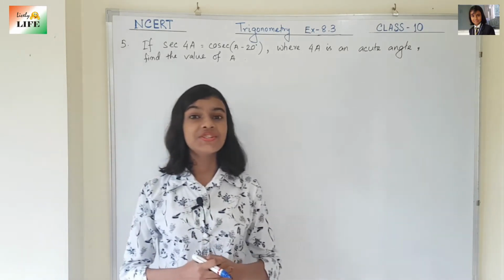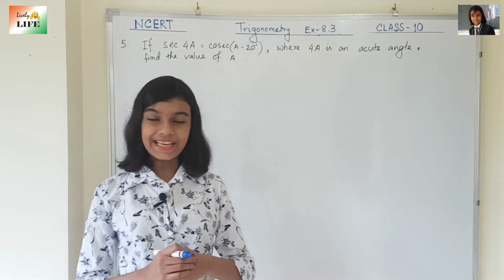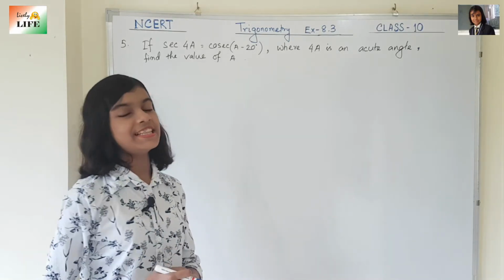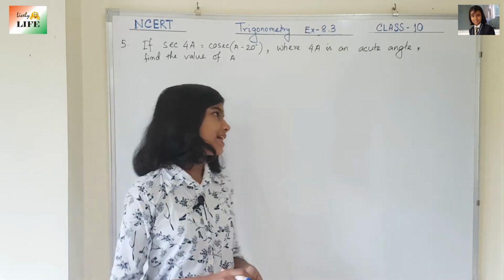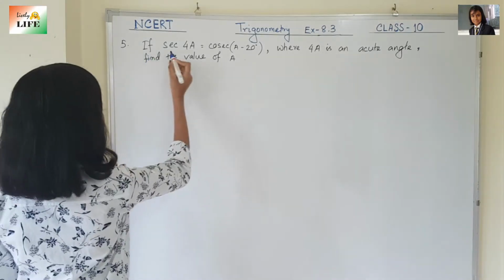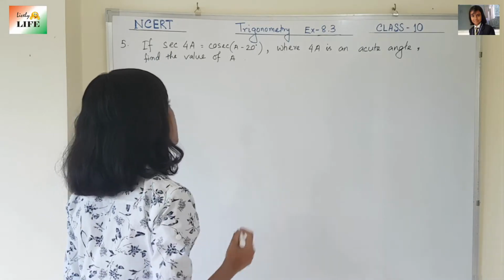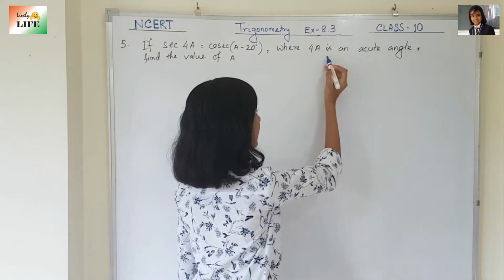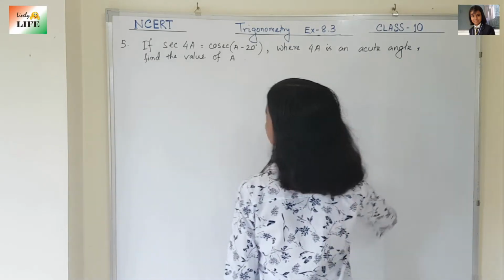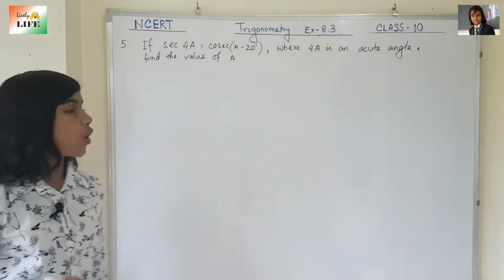In the previous video, we have already completed exercise 8.3 question number 4. In this video, we are going to start with question number 5. So, let's start. If sec 4a is equal to cosec a minus 20 degree, where 4a is an acute angle, find the value of a.